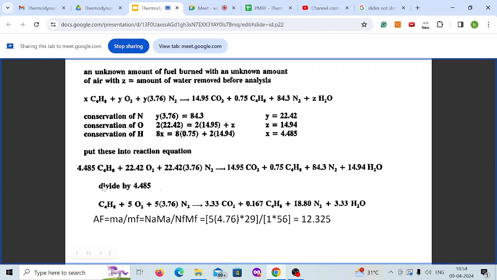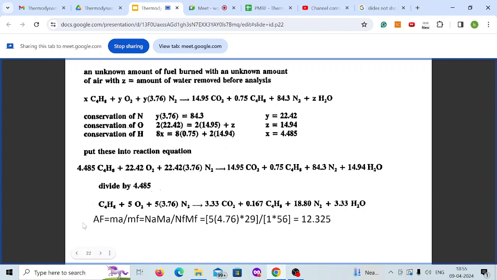From this we can find out the actual reaction equation. So 4.485 moles of fuel with 22.42 moles of air combust to form 14.95 moles of carbon dioxide, 0.75 moles of fuel plus 84.3 moles of nitrogen plus 14.94 moles of water. If you divide this with respect to the moles of fuel present, per mole of fuel, you have the modified equation. So 1 mole requires 5 moles of air, and you have products.